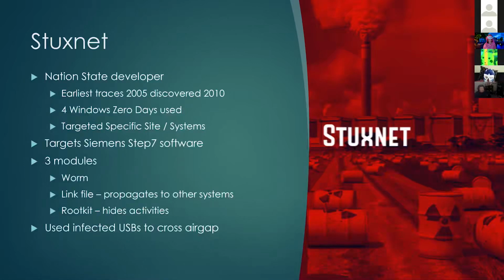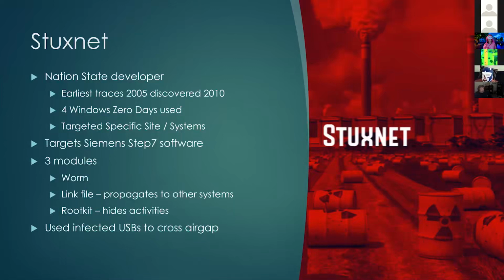So it used Windows 0 days in order to introduce the malware. They believe that they used infected USBs that were given to or distributed somehow to scientists working at the Natanz facility to get it into the building. Once it was in and on the industrial control network or centrifuge control network, it was able to spread and it targeted the Siemens Step 7 software.